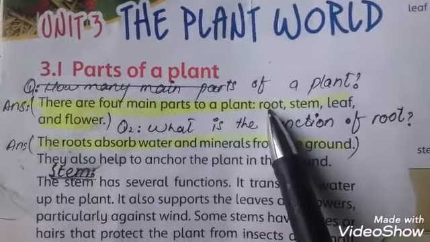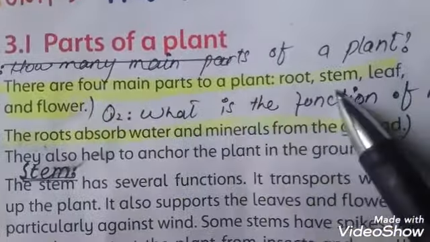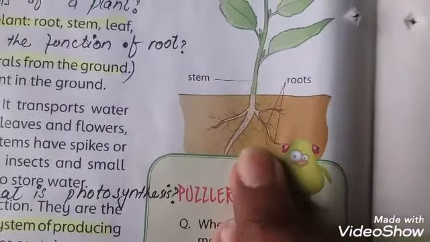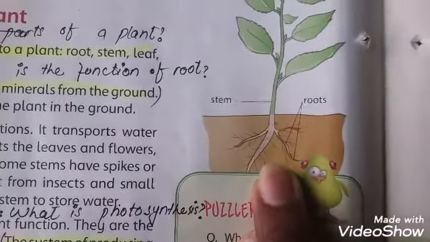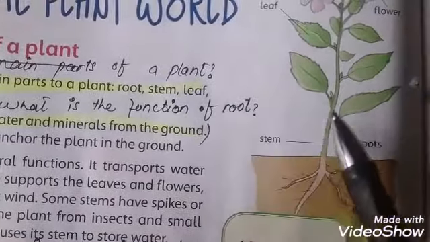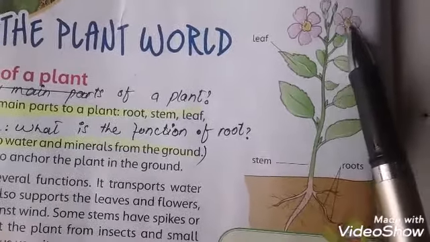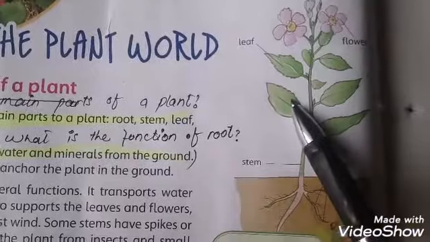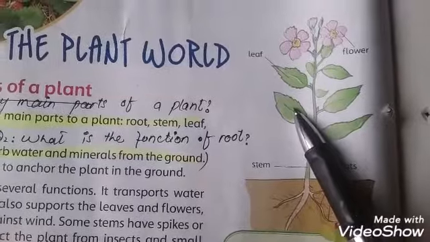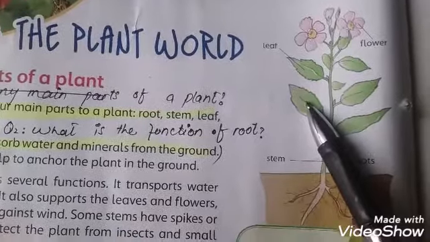Dear students, look at your book, page number 22. There are four main parts of a plant. Root. In this diagram you can see that this is root. It is present underground and it holds the plant in the ground firmly. Next is stem, which also holds the other parts of the plant, that is leaf and flower. Leaf. Students, this is leaf. It is green in color and it plays a main role in the food making process, that is photosynthesis.